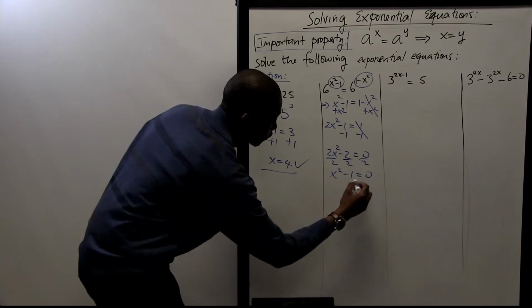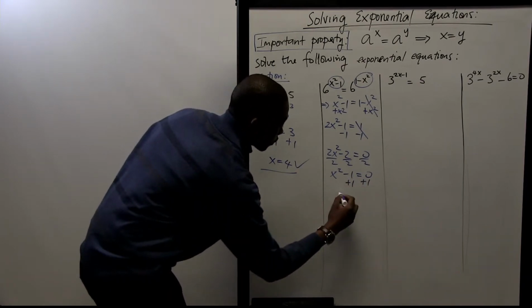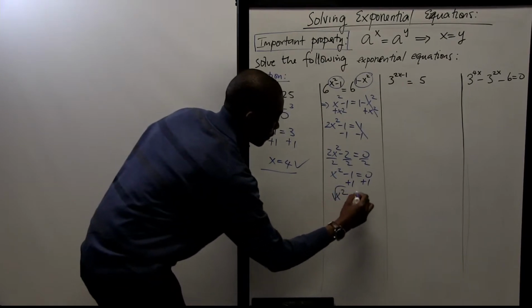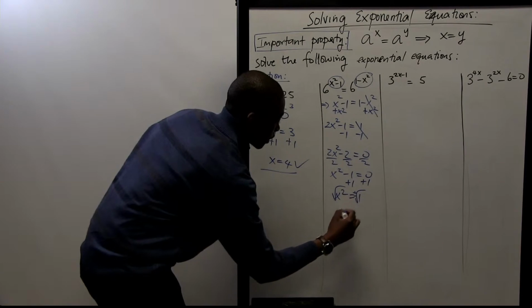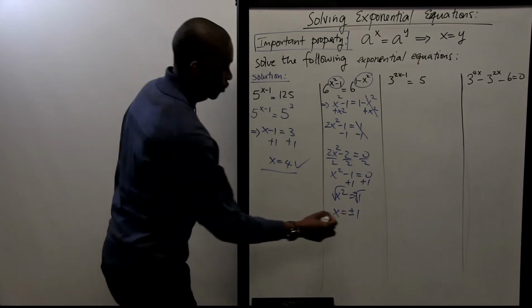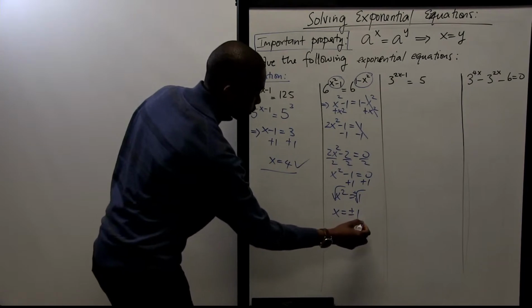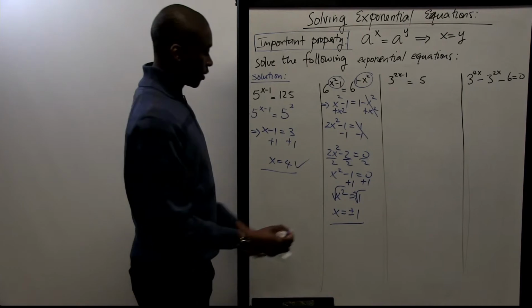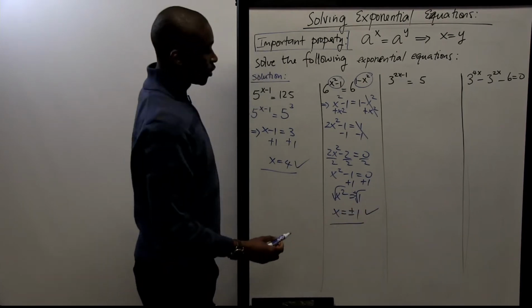Or you can just add 1 on both sides, plus 1, so x squared equals 1. Now you take the square root. Whenever you take the square root, you will wind up with 2 results. So x would be what? Plus or minus 1. So that's our solution in this particular case. So our solution over here is that x has to be 1 or minus 1, and that will be our solution. And again, you can check.